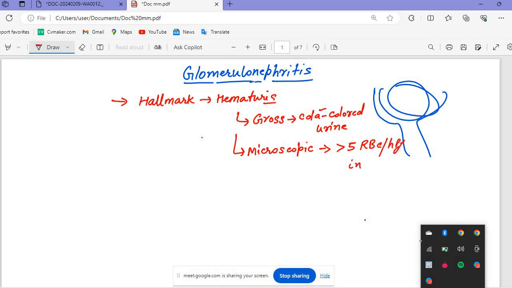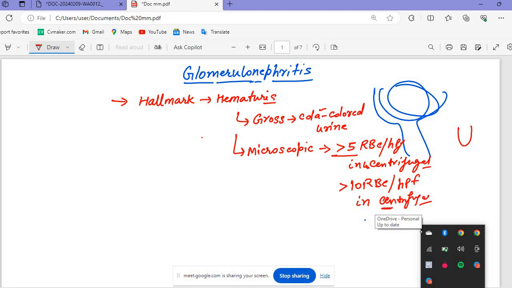in uncentrifuged urine. Centrifuged means we are spinning all the materials, but if you are not spinning, that means it is uncentrifuged. And if it is more than 10 RBC per high power field in the centrifuged sample. You just need to remember, if it is more than 5 or more than 10, then check whether it is centrifuged or not. In centrifuged samples, more RBCs are needed.